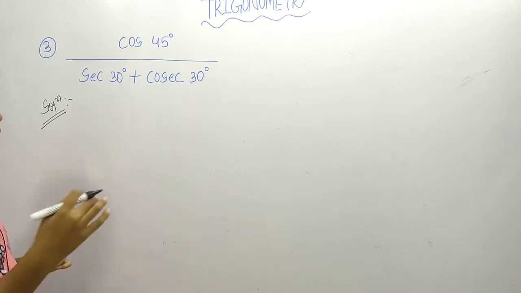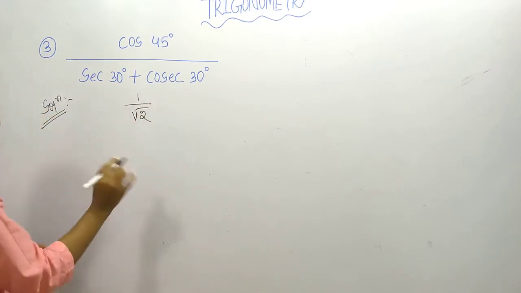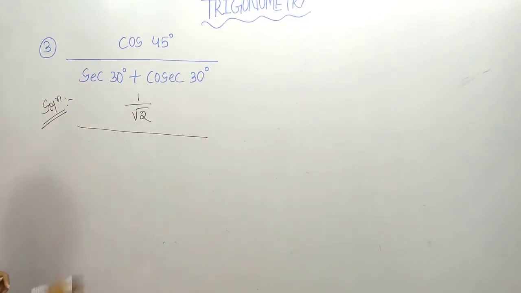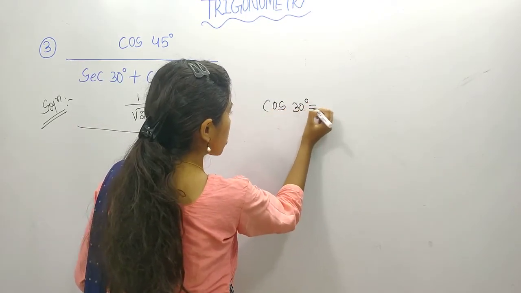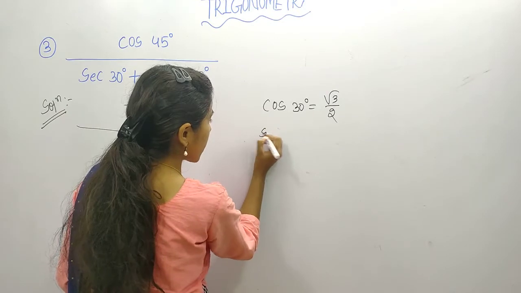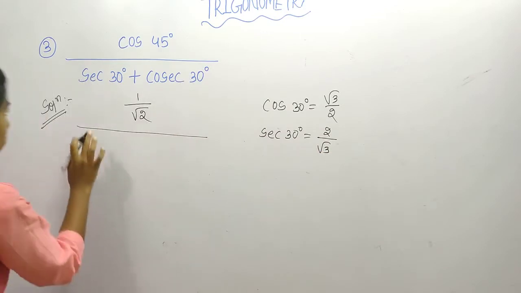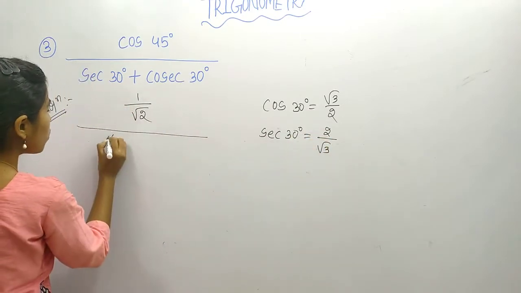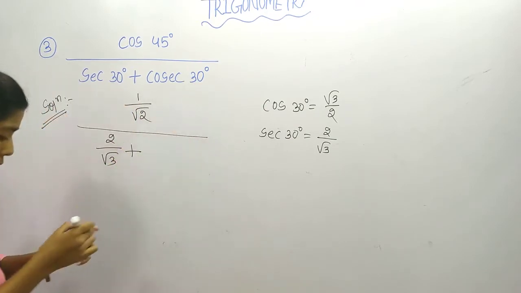So cos 45. We already know cos 45 degree value is 1 divided by root 2 from the trigonometry table. Now sec 30. You see sec 30 is the reciprocal of cos 30 degree. We know cos 30 degree value is root 3 by 2. Here it is given sec 30 degree. So sec is the reciprocal of cos. It means it will become 2 by root 3. So instead of sec 30 degree, we will put 2 divided by root 3. Then plus, here you see cosec 30 degree.